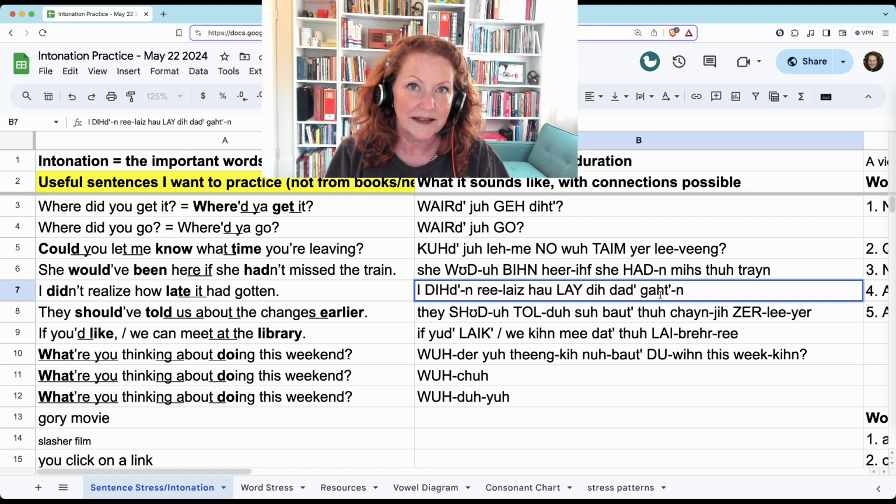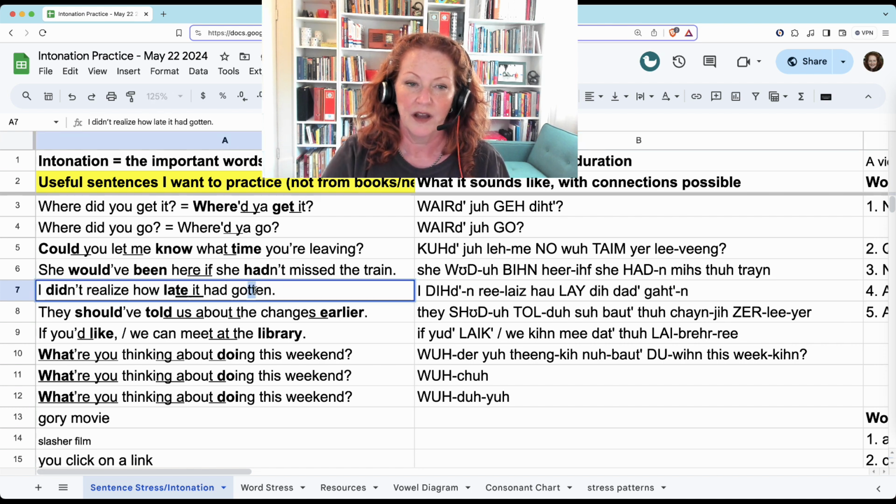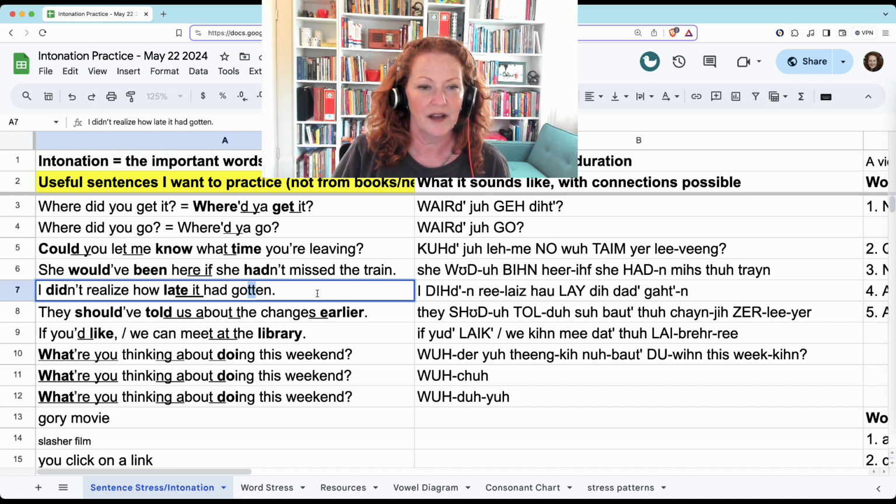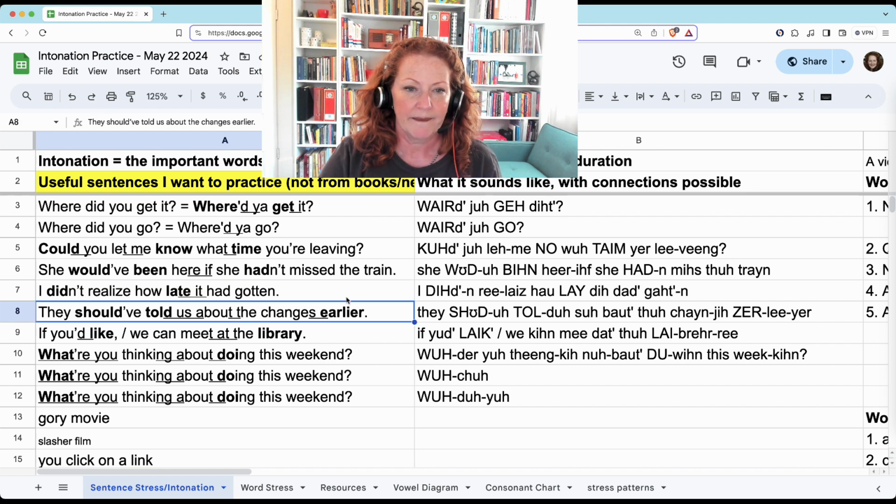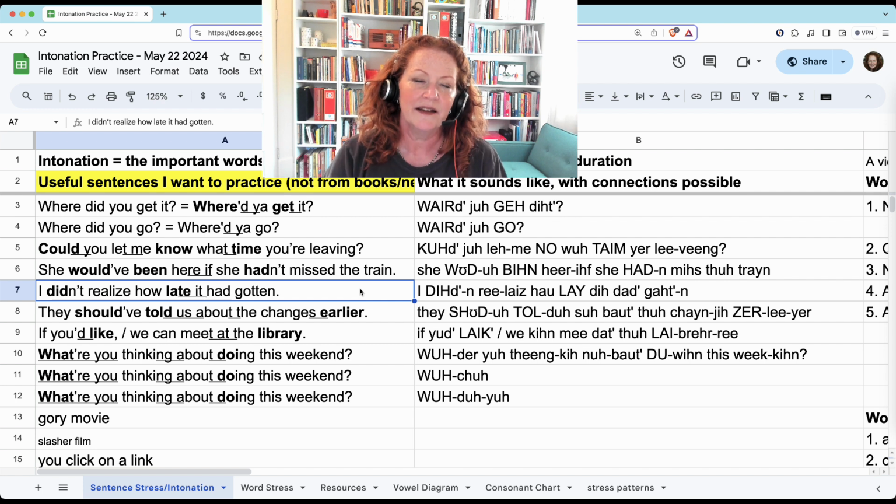You're making it gotten, that syllabic N. These two T's disappear. Even in a word like forgotten, we don't say the T. So I didn't realize how late it had gotten.